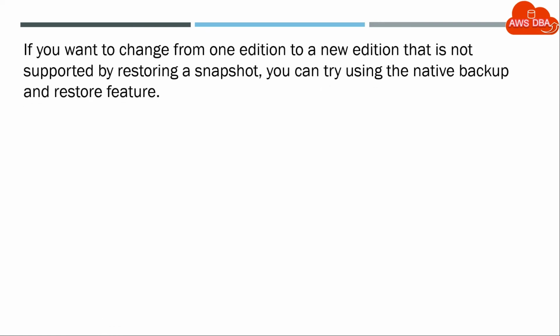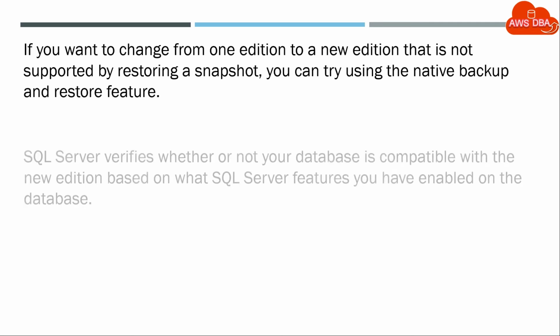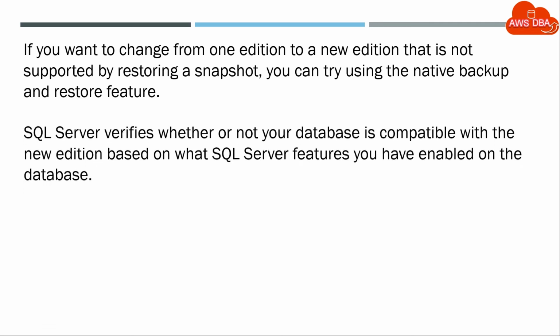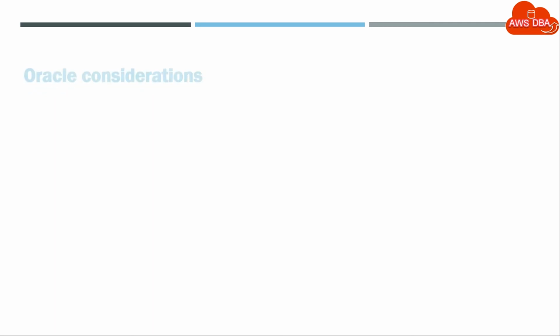If you want to change from one edition to a new edition that is not supported by restoring a snapshot, you can try using the native backup and restore feature. SQL Server verifies whether or not your database is compatible with the new edition based on what SQL Server features you have enabled on the database.